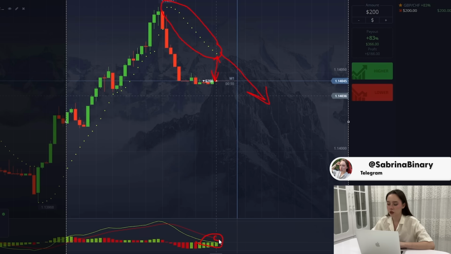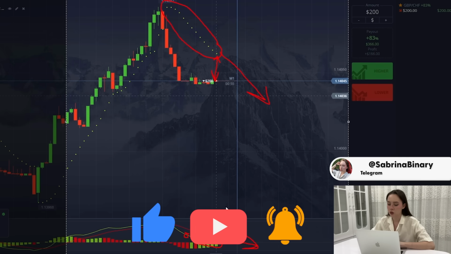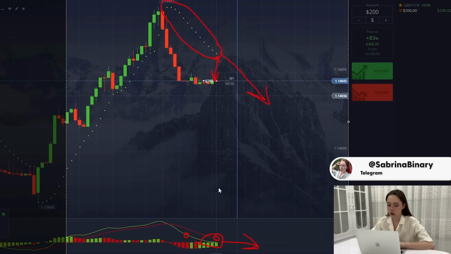The second indicator for today is MACD, and we see that there is a signal line at the top and both lines are directed downwards. This tells us that the downtrend is continuing, and let me tell you more about the parabolic indicator.